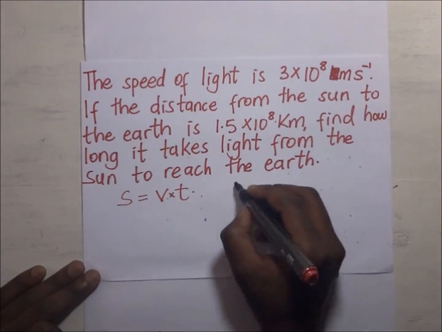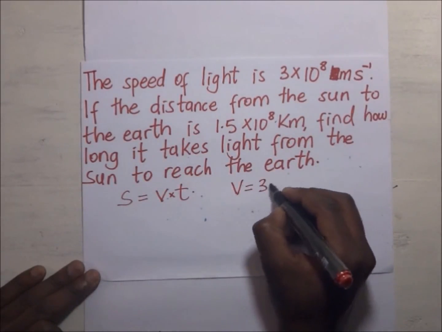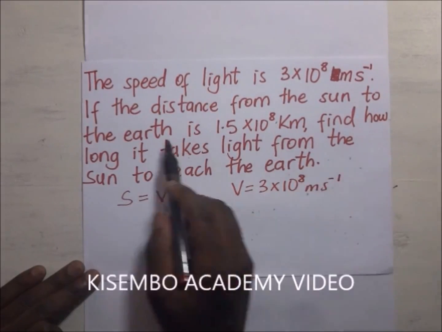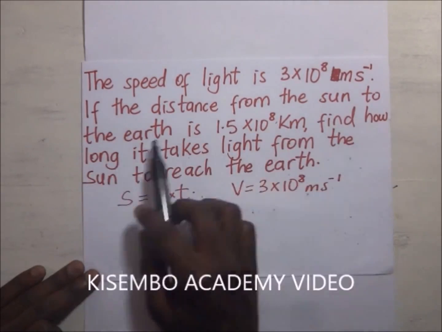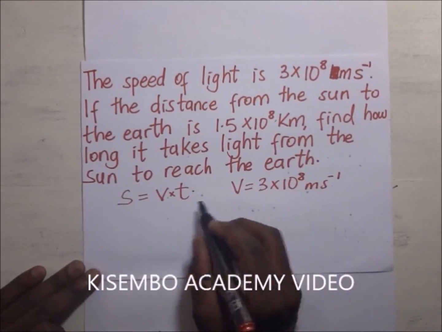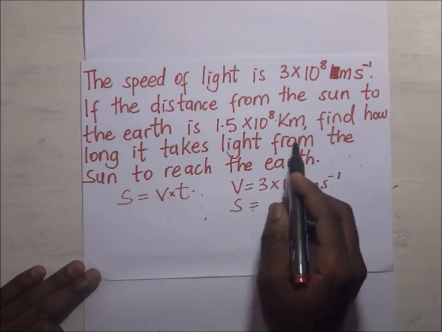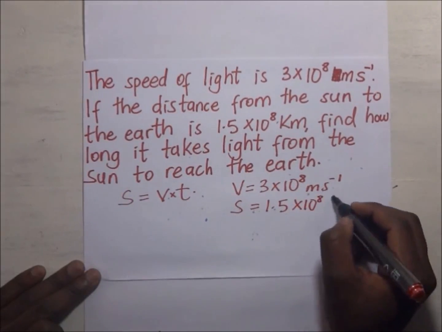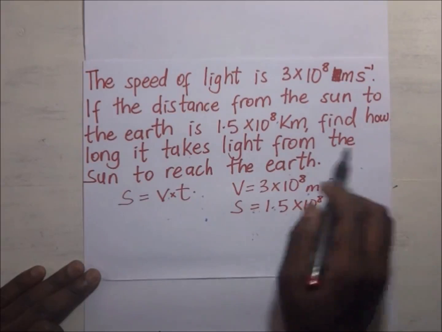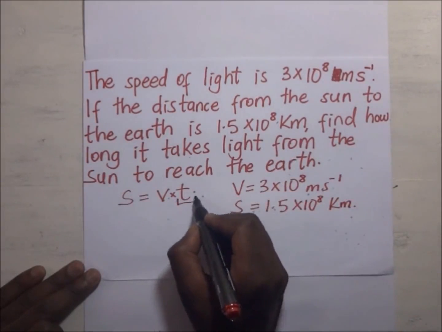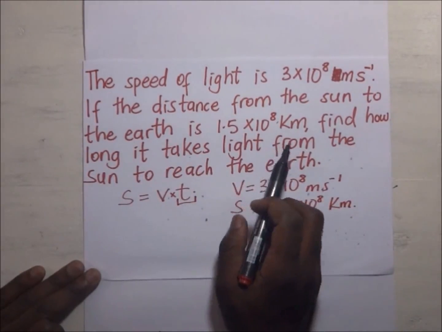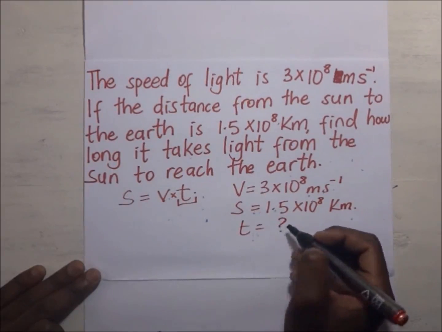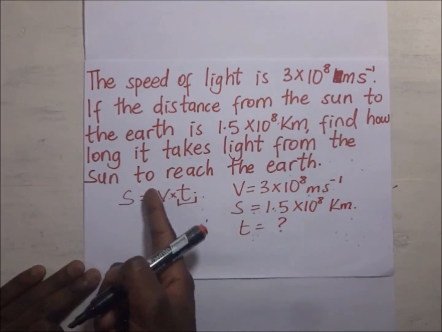So it means that the speed of light is going to be 3 times 10 to the power 8 meters per second. If the distance from the sun to the earth is that, so meaning that if the distance S from the sun to the earth is 1.5 times 10 to the power 8 kilometers, find how long it takes. So they're asking for the time. How long does it take for the light to move from the sun to reach the earth? So for us to be able to get our value of time, we're simply going to substitute in here.